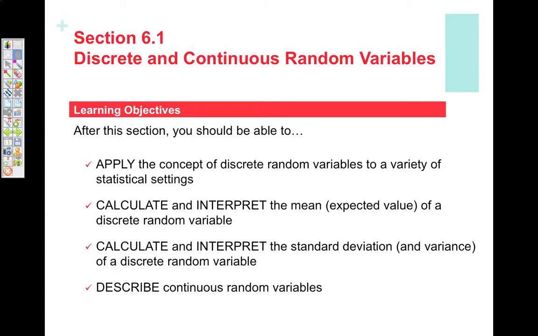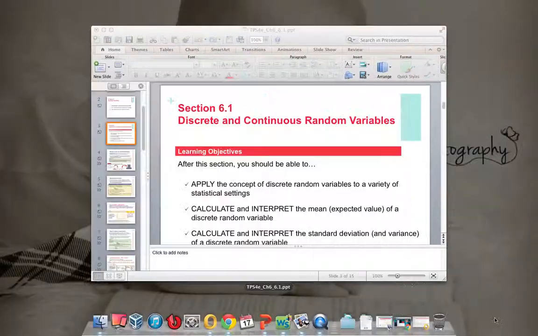Chapter 6, we're looking at random variables in 6.1, 6.2, and 6.3. We're going to have a series of videos here that looks at how do we find probabilities for random variables. So in this first video, we're going to be talking about mostly discrete random variables, and we're going to be looking at how to calculate the mean and standard deviation for these things.